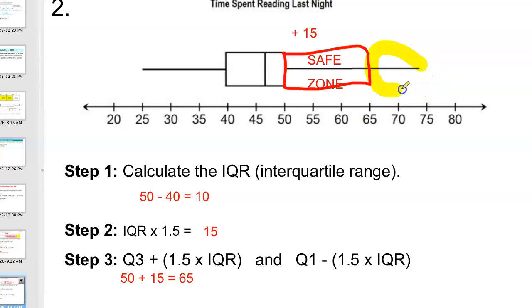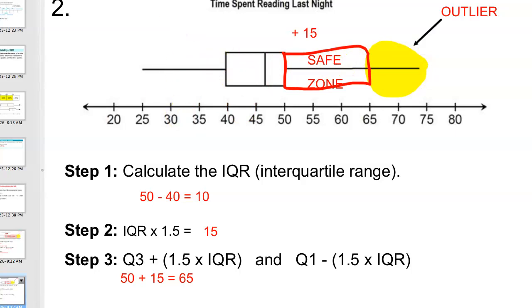So that means any number past your safe zone is an outlier. So that means there is an outlier here. There's at least one outlier, okay? At least one, and that would be at about 74, but there can be more. We don't know how many numbers are here, okay?